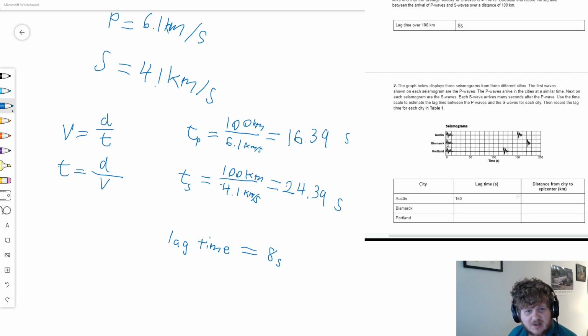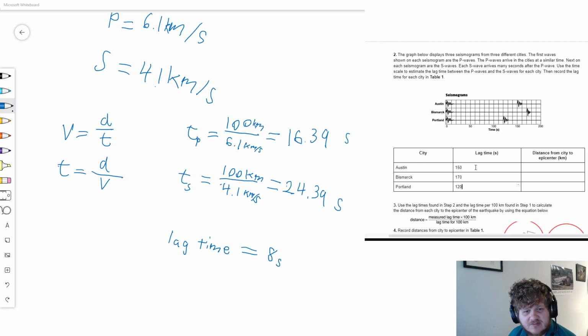And then Bismarck, if we look at that, it is 170, because each of those boxes are 10-second intervals. And then Portland is 120. So now we have lag times for each of these.